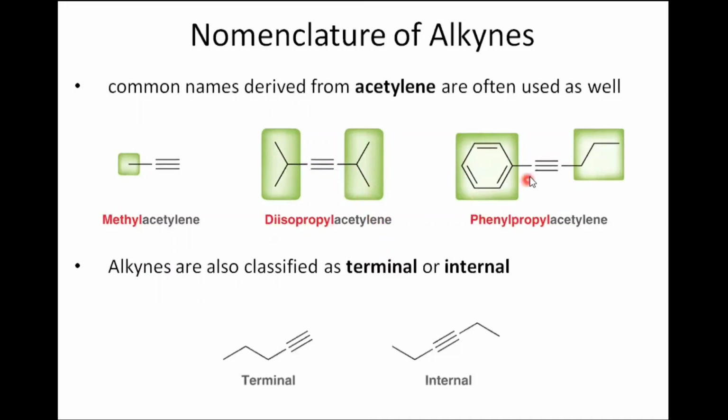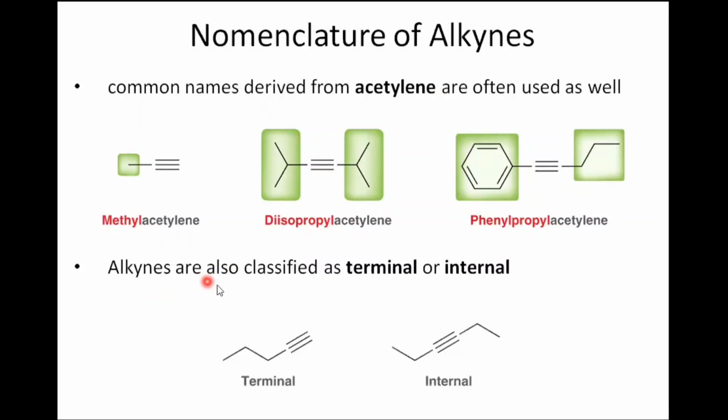The third important example is that here is an acetylene. So this is a phenyl and this is a propyl. So this is phenyl propyl acetylene. So these alkynes can be named by these common names derived from the acetylene derivative.